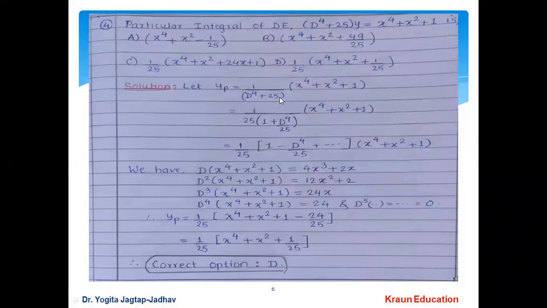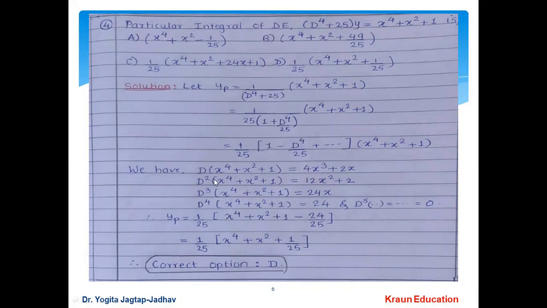Taking the constant term common from the denominator, we have taken 25 common. Therefore, the denominator takes the form of 25 times (1 + D⁴/25). Using the series expansion of 1 upon 1 plus x, we have this term as 1 − D⁴/25 plus and so on, operating on x⁴ + x² + 1.